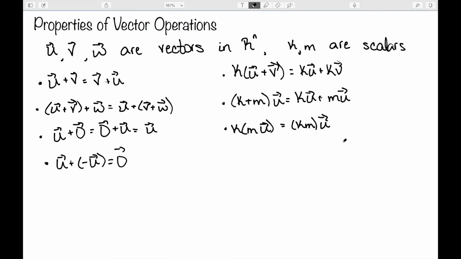Next, k times (mu) is equal to (km) times u. So if I'm multiplying by two scalars, I can multiply by the first and then multiply by the second, or I can multiply the scalars first and then multiply the vector. And finally, 1 times u is equal to u. Multiplying by 1 does not change a vector. So these are some of the basic properties, and there are some additional properties that we can easily deduce from these.